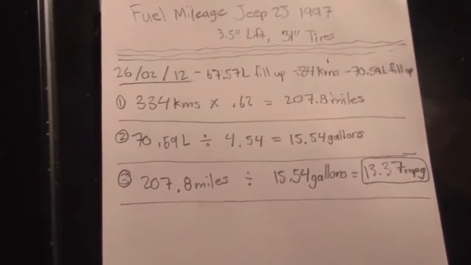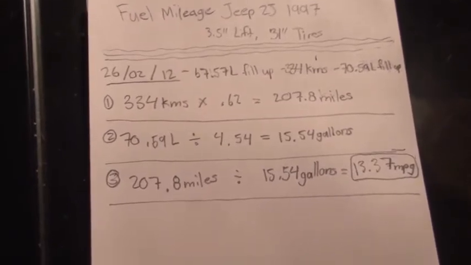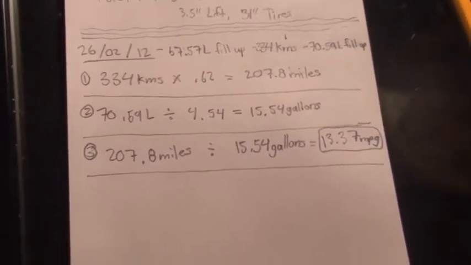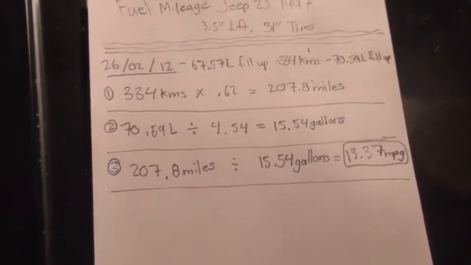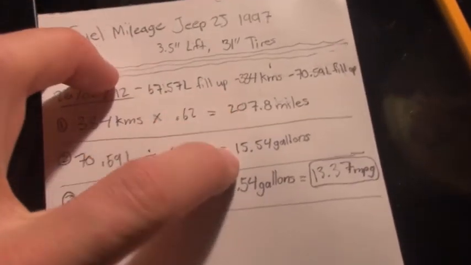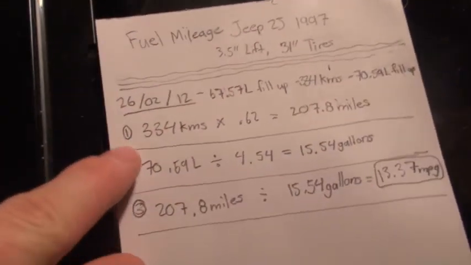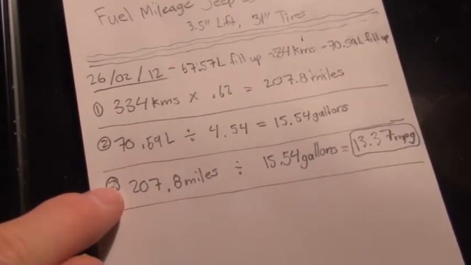Divide those liters by 4.54, which will equal gallons. And then you take the miles that you've driven and divide it by the gallons. So this number divided by this number. In other words, step 1 divided by step 2 equals step 3.